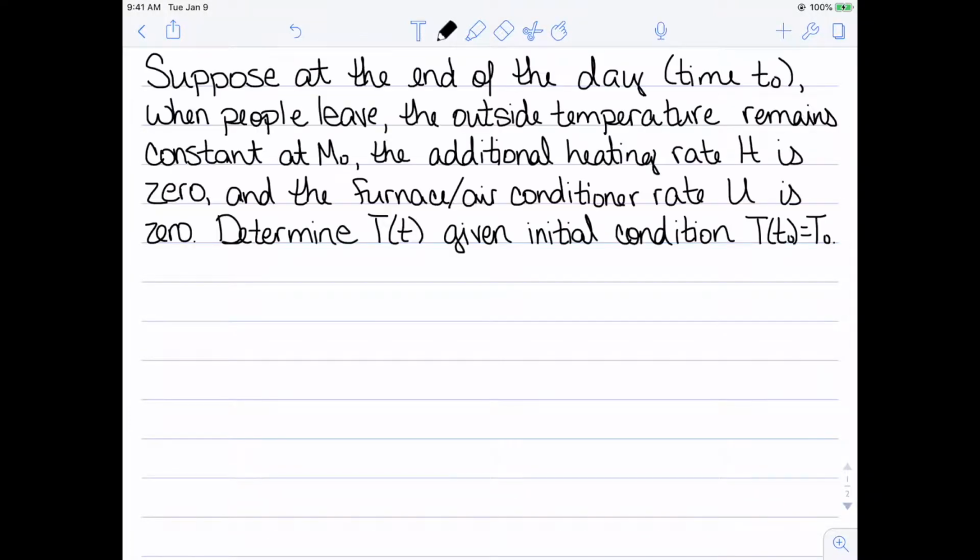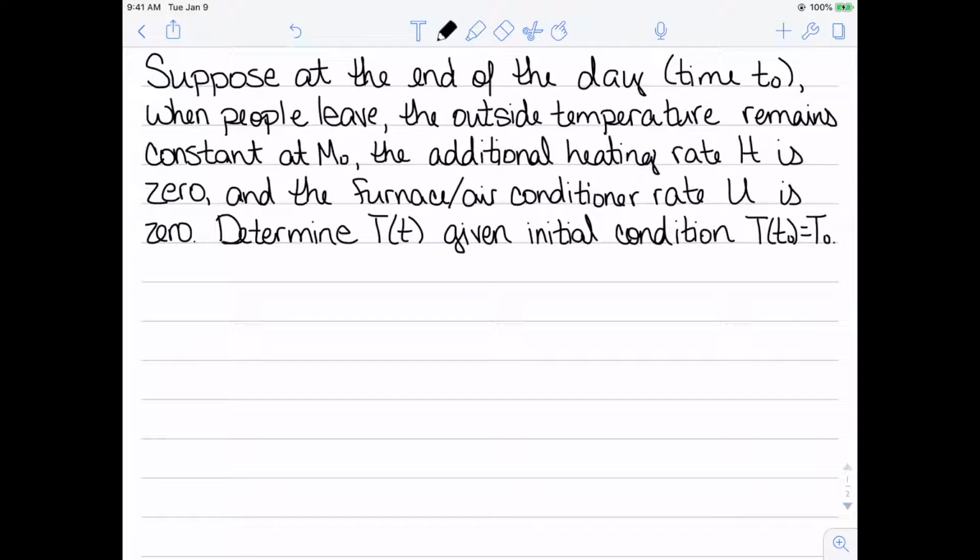Now that we've looked at the idea of heating and cooling buildings, let's take a look at a few examples. We're going to start with a very basic case. Let's suppose at the end of the day, time T0, when people leave the building, the outside temperature stays a constant at M0, the additional heating rate H is 0, and the furnace air conditioner rate U is 0.